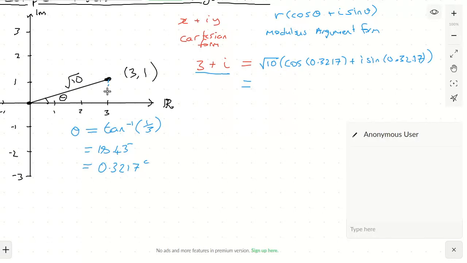you can clearly see here from the work that we've done with SOHCAHTOA and mechanics and things like that, this is just going to be root 10 sine of that angle. Let me write this down. Yes, root 10 sine of theta, and that's going to be root 10 cos of theta. That's the way a right angled triangle works. The only reason we've got the i in there is because on the imaginary axis we attach the i component, don't we? So that coordinate 3, 1 becomes 3 plus i. And that is modulus argument form in a nutshell.